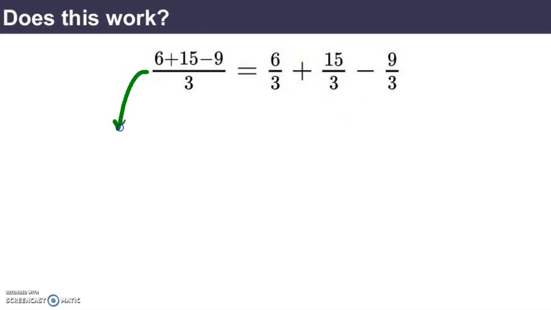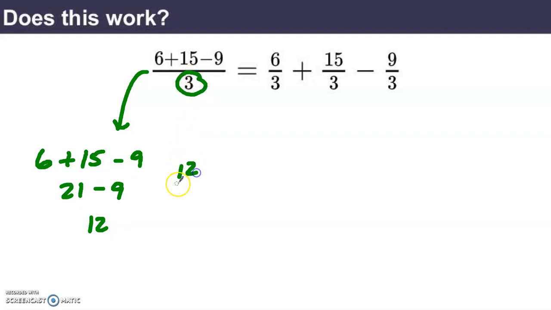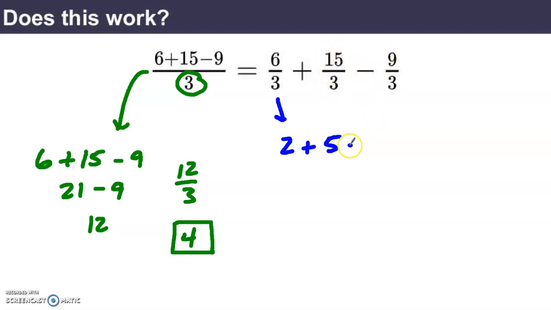If we look at the left side of this expression, if we take 6 and 15 and then minus 9, 6 plus 15 is 21, and 21 minus 9 is 12. And if I take that 12 and divide it by 3, I get 4. Let's see if that's what we get on the other side of the expression as well. Here, 6 divided by 3, that's 2, plus 15 divided by 3 is 5, minus 9 divided by 3, that's 3. 2 plus 5 is 7, 7 minus 3 is, hey, it's 4.